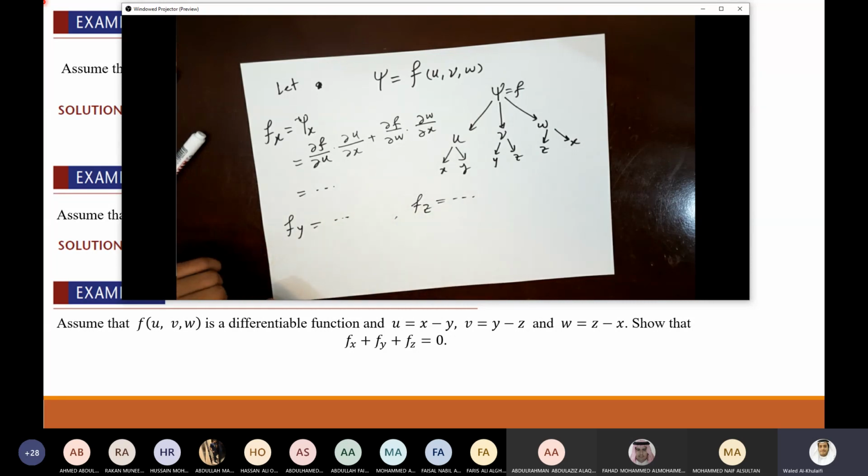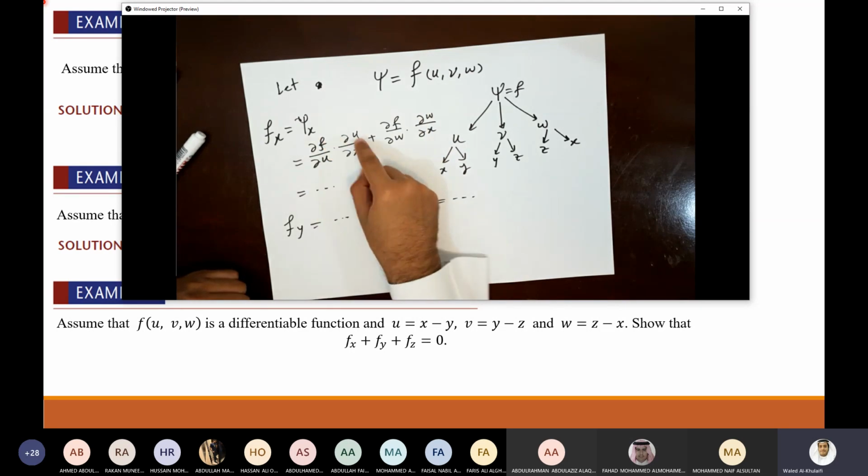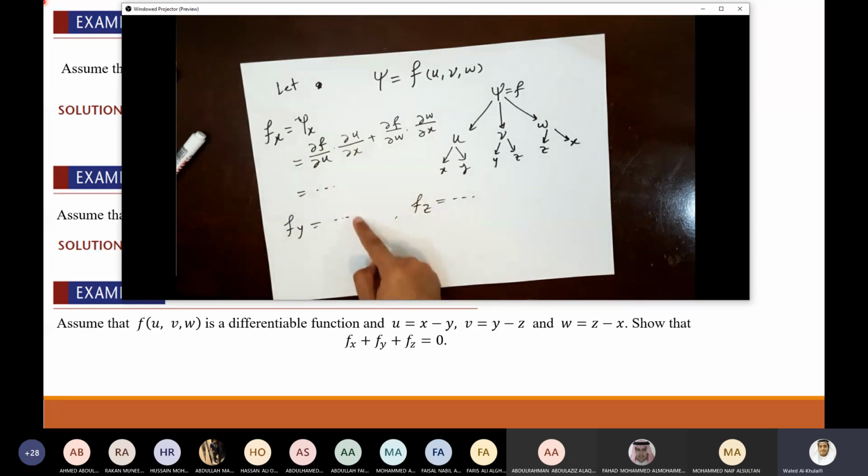You do the same thing for this guy and for this guy, and you add them together. Of course, you don't know who f is, so you keep it as it is. This is the one that changes because here partial u by partial x, you have it. He gave it to you. What is u? Partial u by partial x, he gave it here, and so on.